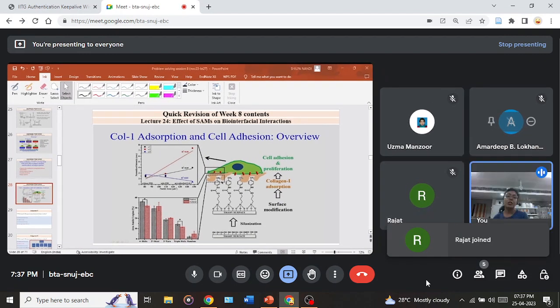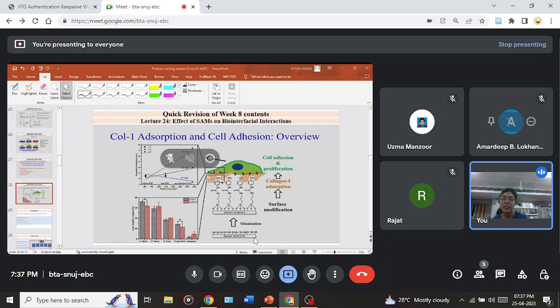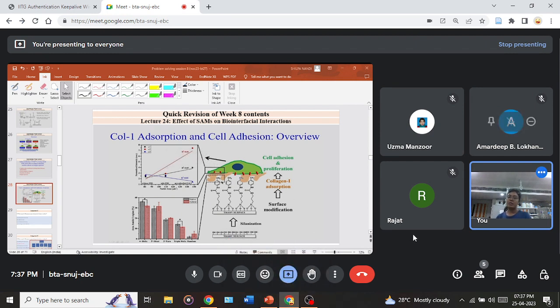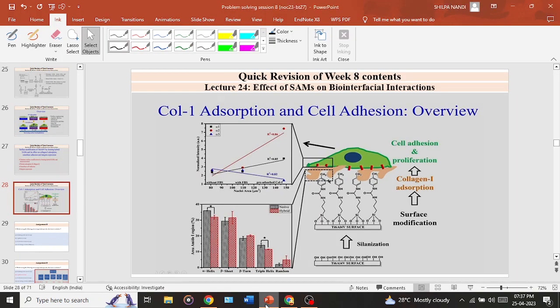So for this particular case, you can see that when you modify the surface, you have increased collagen 1 adsorption and again increased cell adhesion and proliferation. This particular modification was done by silanization, right? So this is basically what was concluded in this lecture 24. So this completes all of the modules of the course Biointerface Engineering. Next we can move on towards solving the questions.